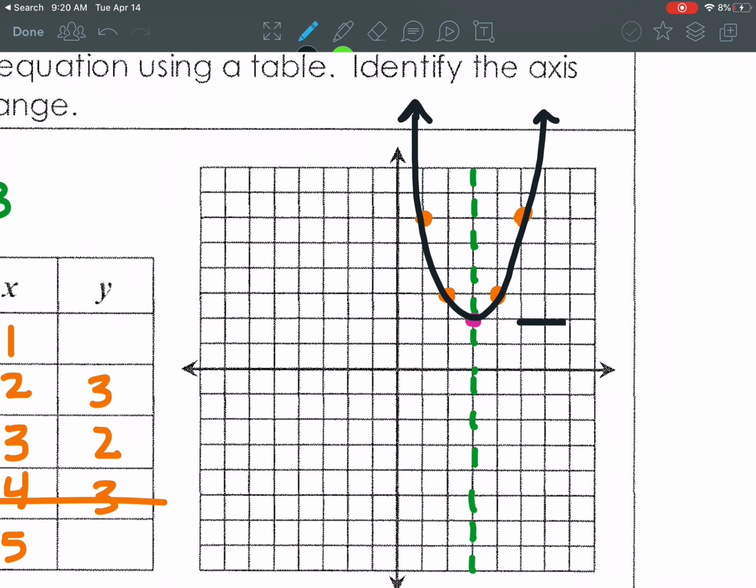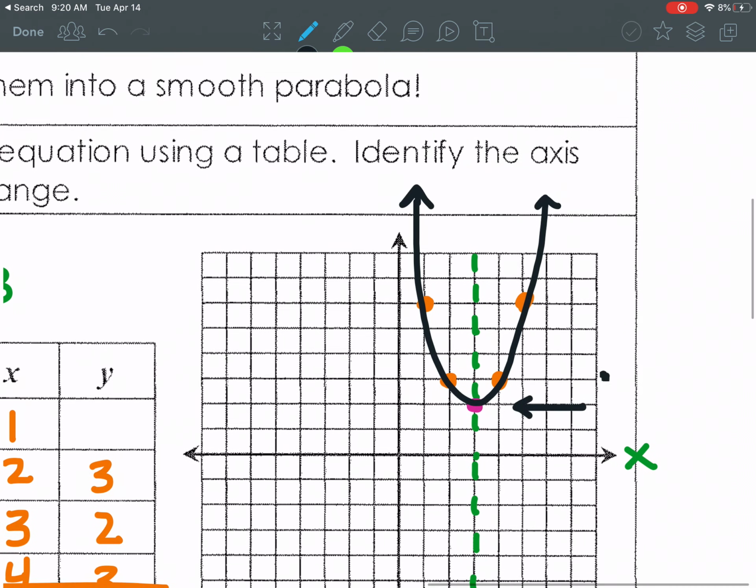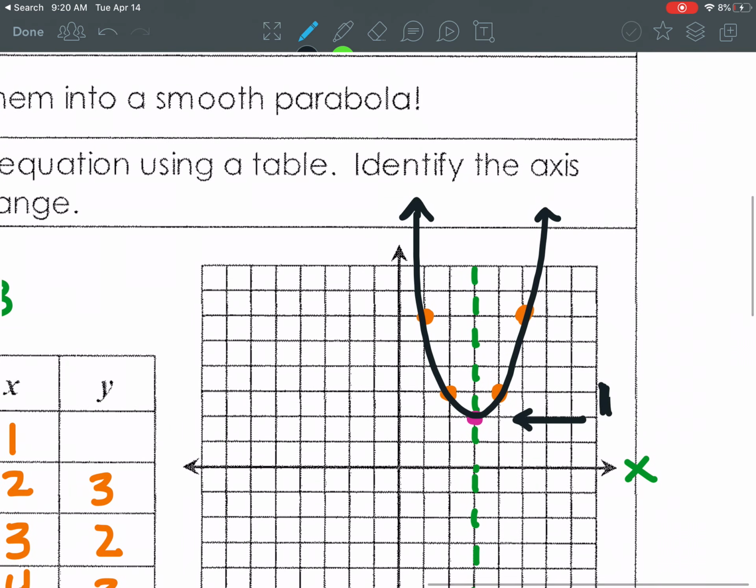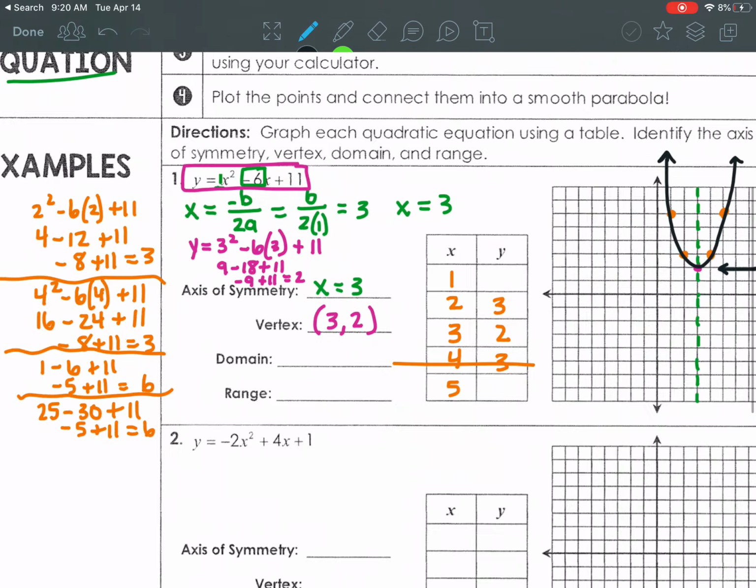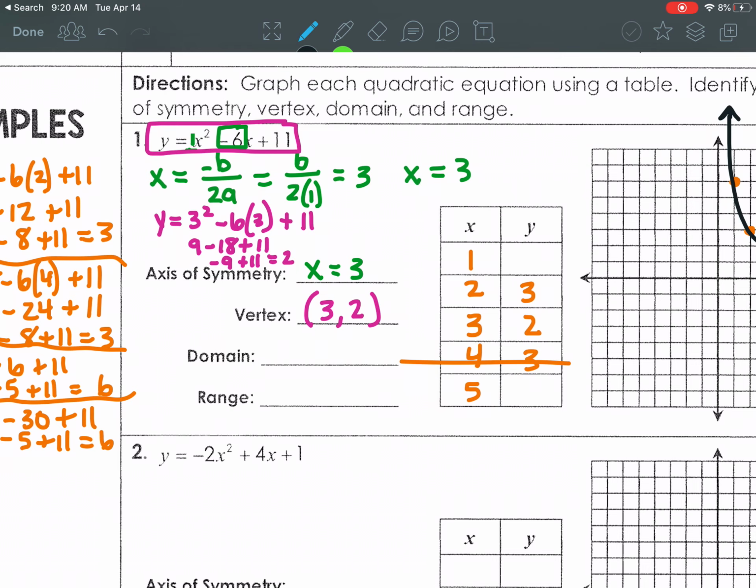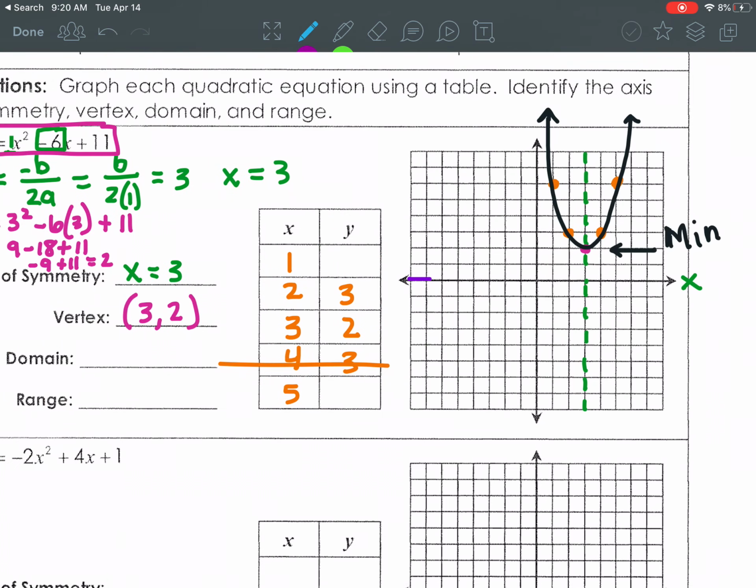Here, I can't draw, is my vertex, and that is what we call a minimum. There we go. So domain. Remember we talked about domain values are your x values. So everything, where's this graph going to go according to those x values? Well, that is going to always be all real numbers as long as your parabola is upward or downward.